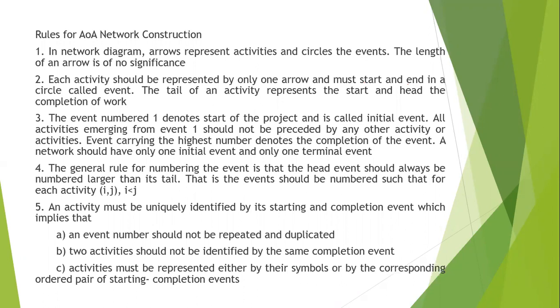The length of an arrow is of no significance. So length of an arrow can be anything. You can draw a small arrow, you can draw a large arrow. It doesn't matter. Each activity should be represented by only one arrow and must start and end in a circle called event. So that's what I said. So each activity is represented by one arrow and it has got two nodes, a starting node and an ending node. So starting node is represented by a tail, the head node is represented by the end of the work.